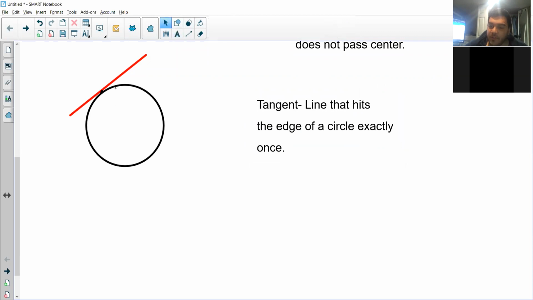Now, any point of the circle could only have one tangent. The reason is, let's say this line was leaned a little bit to the right. It would hit the circle twice and then stop being a tangent. If it leaned a little bit to the left, it wouldn't hit the circle at all. So it's a very precise line, guys. It's a very precise line. So it hits the circle exactly once, like that.